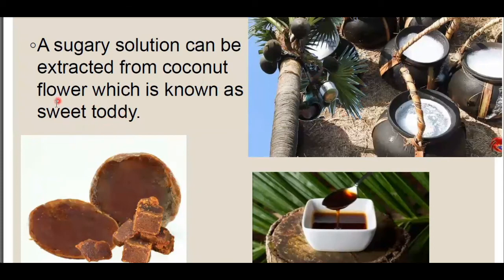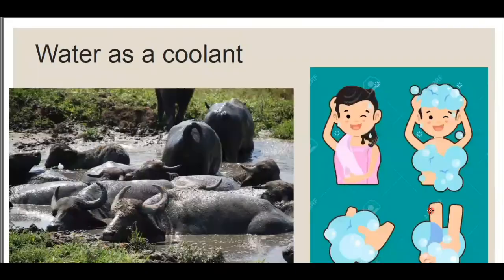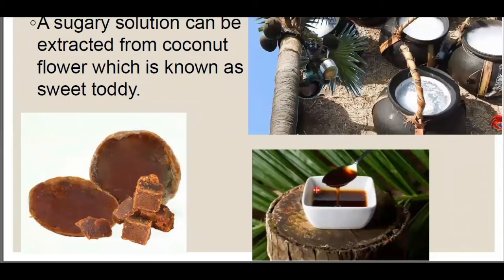So using sweet toddy, you can evaporate water and get a sugary solution, right? You can do this by heating, not using solar energy. You can heat it. So once you heat, you can get this penny, right? And then once you heat it further, you can get a solid, right? Jaggery.